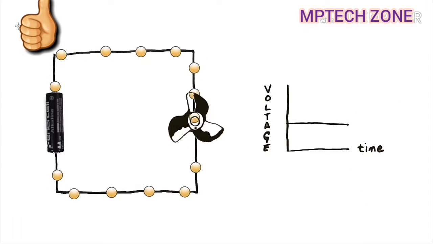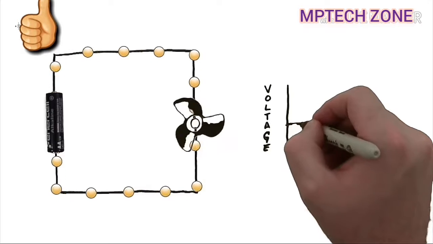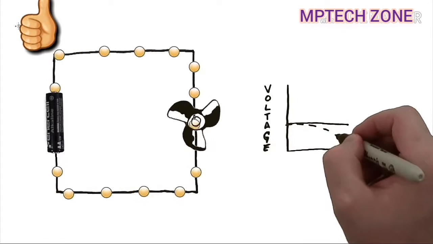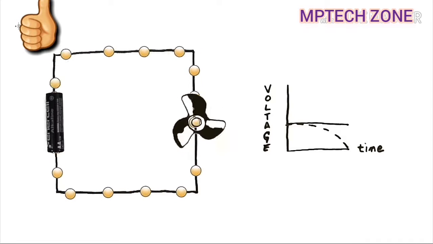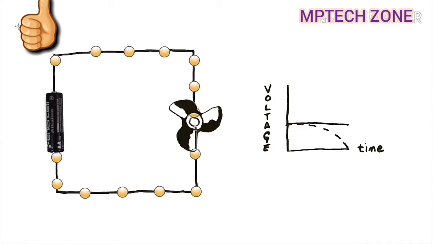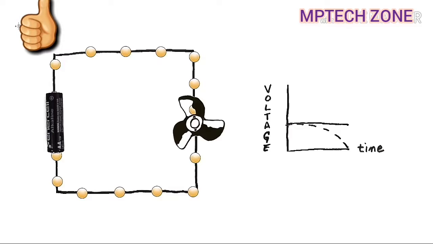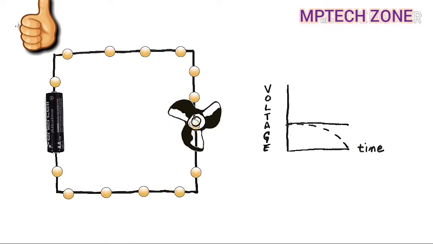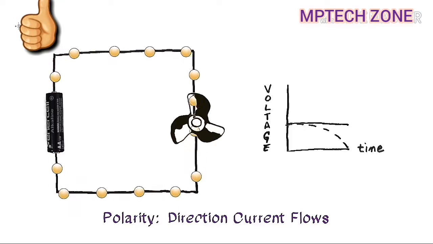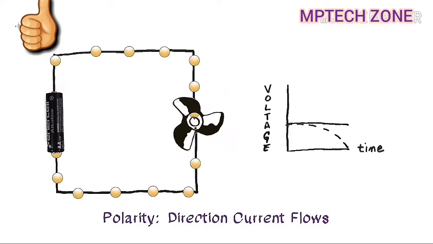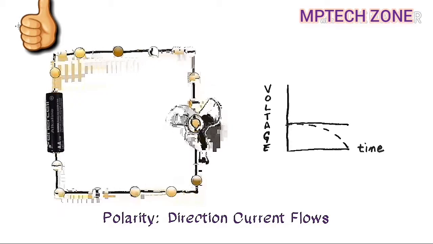Now, since this is a battery, eventually it's going to run out of energy and its output voltage will drop. So we know that the voltage will change over time, but the polarity will stay the same. So what is polarity? Well, polarity defines the positive direction, and for a battery, the positive voltage is created from the positive terminal. So what would happen if we turn this battery around?